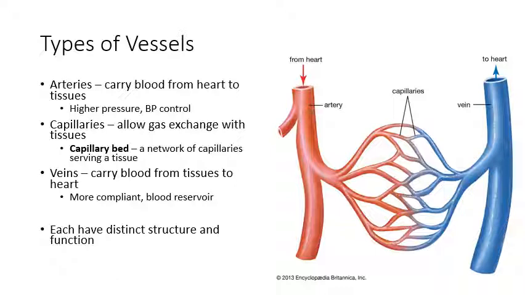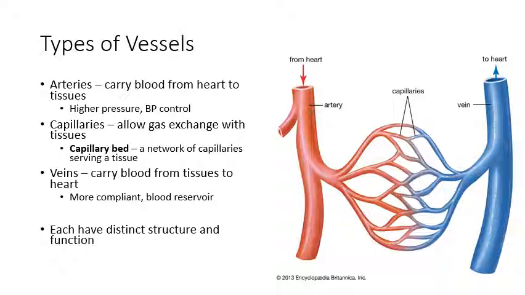You have structural differences between arteries and veins and functional differences as well. Arteries are going to have a higher pressure, a higher blood pressure in them. And that is the location where you are controlling your blood pressure overall. In the veins, you have less pressure. The veins are very compliant, which means that the walls of veins will stretch easily to accommodate extra blood.